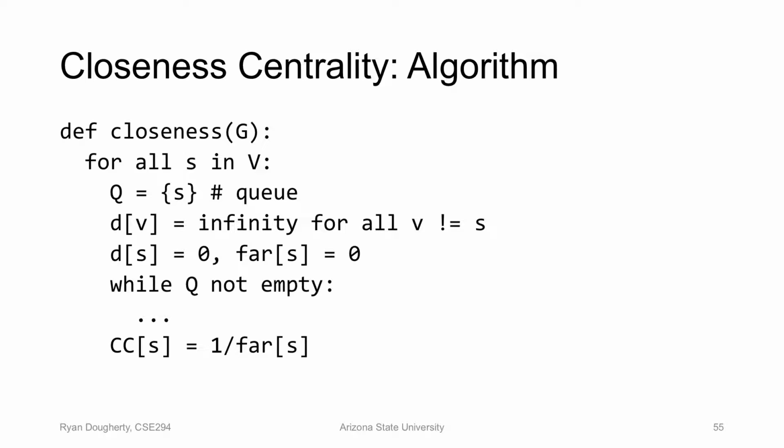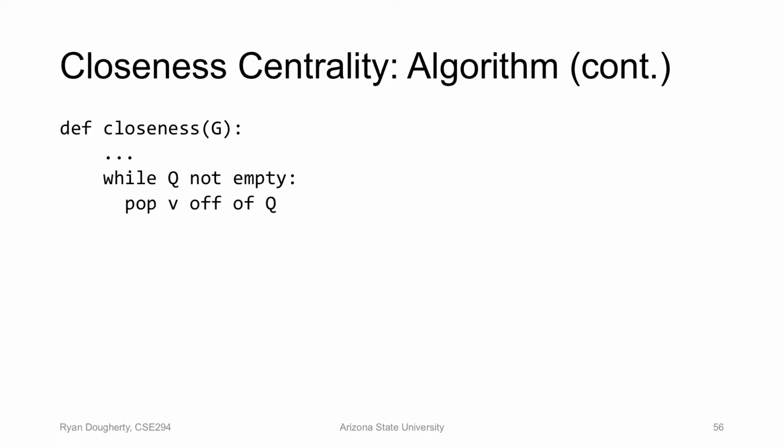But at the end, what we're going to do is, far of S is going to be the sum of the shortest distances to everywhere else. And then I'm going to assign the closeness centrality of S to be 1 over this sum, just as we talked about.